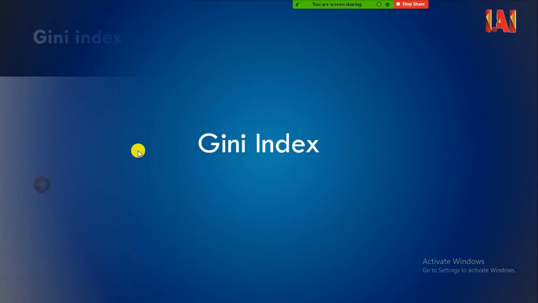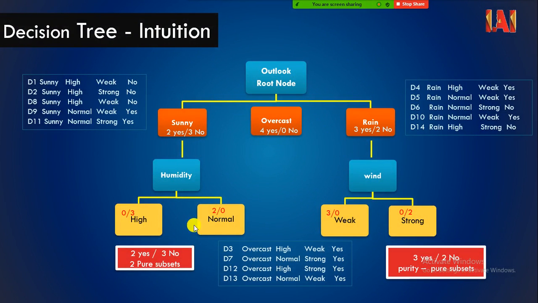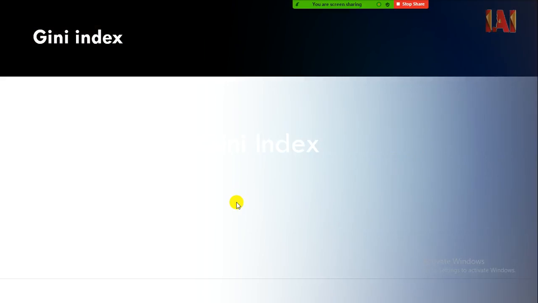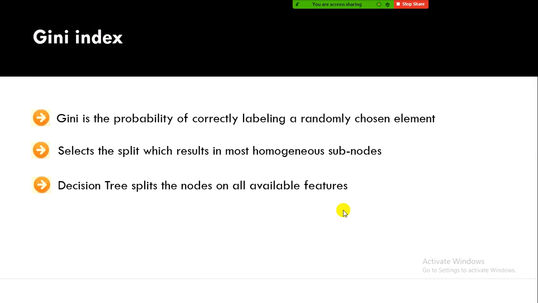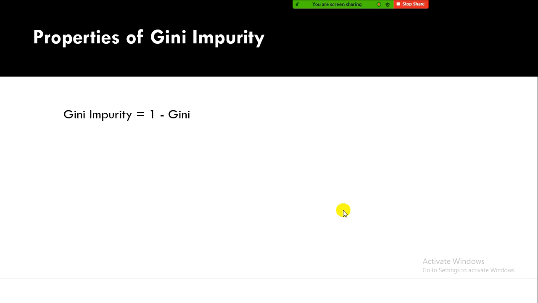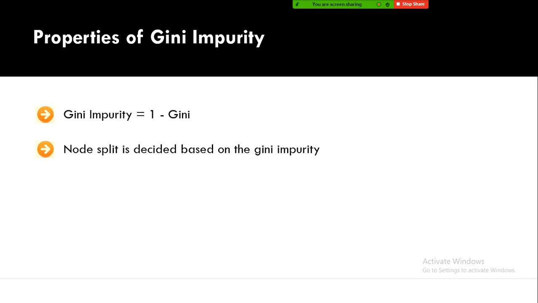Look here, in this case these nodes are homogeneous, but this node is heterogeneous because it has a combination of both yes and no. This is an impure node, whereas here it is a pure node. And the decision tree splits the nodes on all available features. Now let us try to understand the properties of Gini. Gini impurity is nothing but 1 minus Gini.